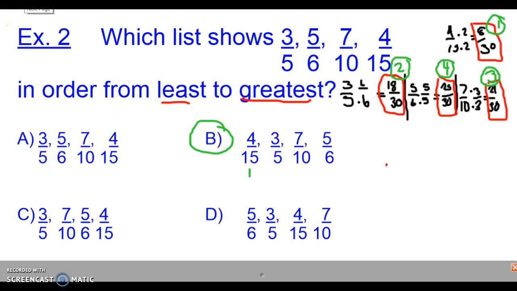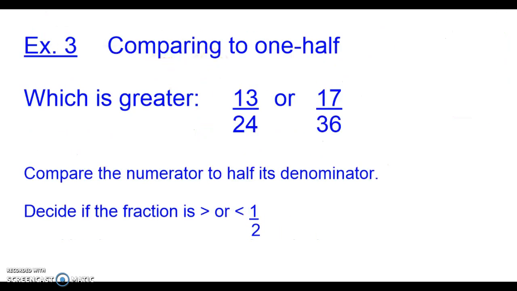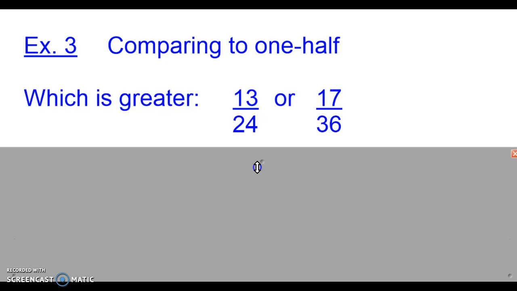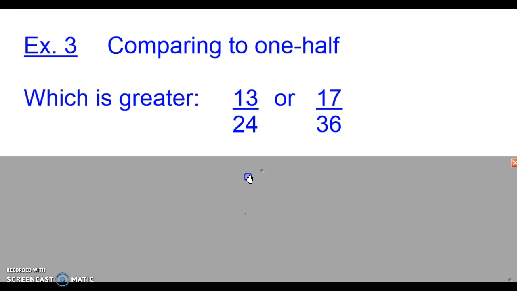And we're going to go over one more way to compare fractions. So this is comparing fractions to 1/2, and it doesn't always work for every problem, but it is a good first check to use before finding a common denominator. So which is greater, 13 over 24 or 17 over 36? So what we can do here is compare the fraction to 1/2. So is 13 over 24 more than 1/2 or less than 1/2? And I know in order to be half of 24, I would need 12 over 24. So this is more than 1/2.